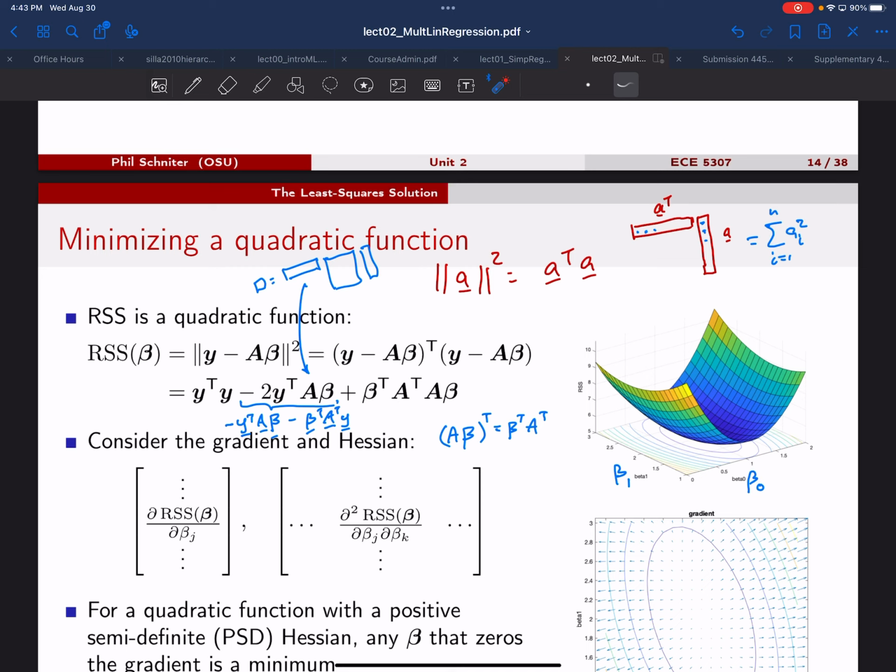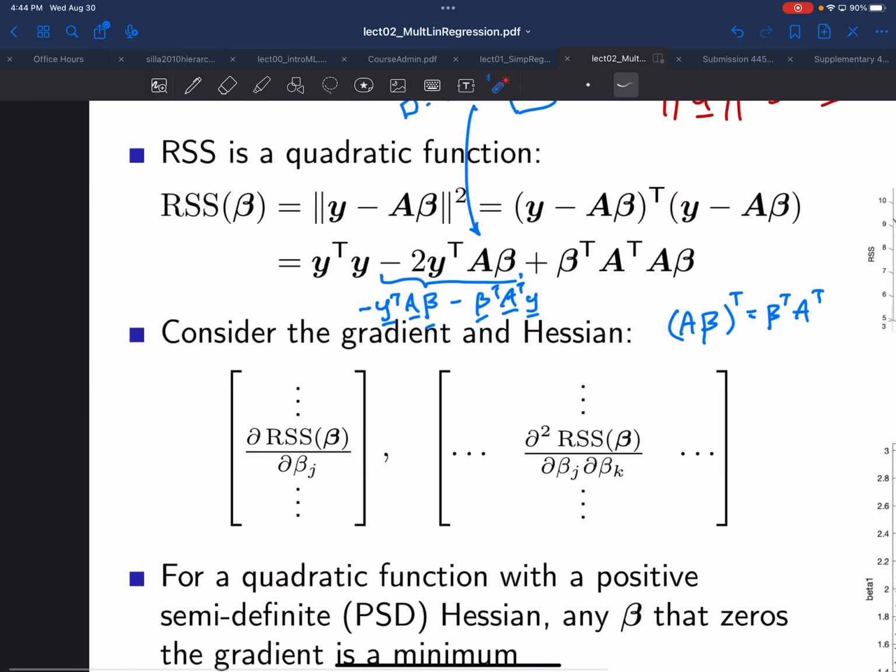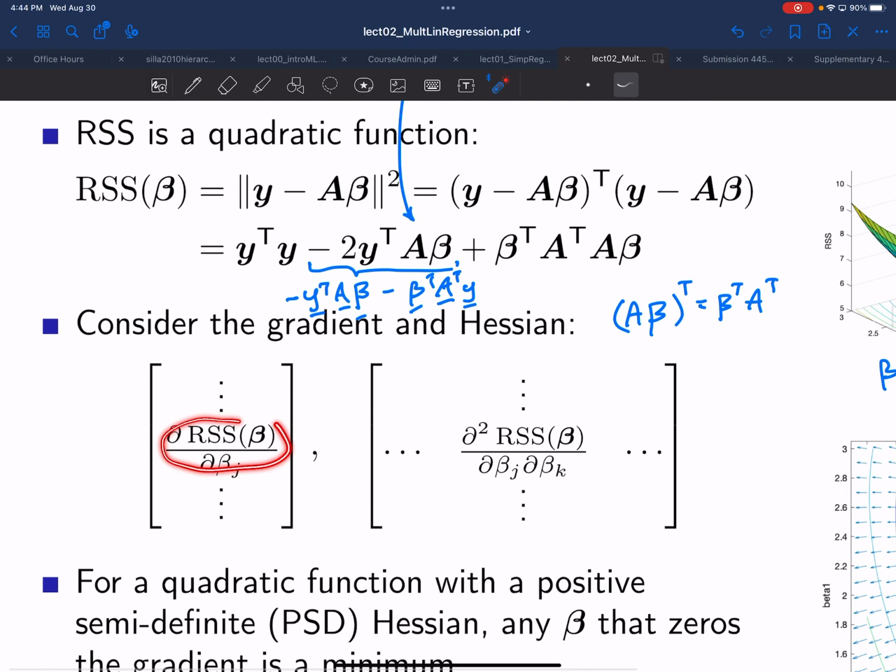Slope is the first derivative, curvature is the second derivative. And one way to parameterize the curvature of this function of multiple parameters is the Hessian. We talked about the gradient last time. The gradient is a vector of partial derivatives like this. The Hessian is a matrix of these double partial derivatives.